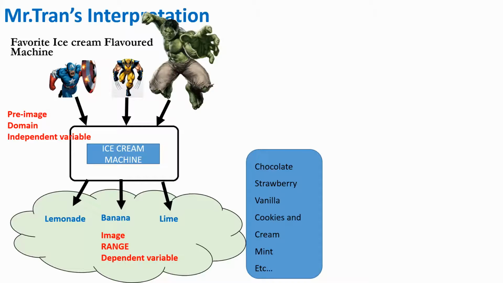My codomain is this. This is everything that I can potentially have for flavored ice cream. This is what I've chosen. They're independent. See, all these depend on which heroes I put in to get a certain flavor.